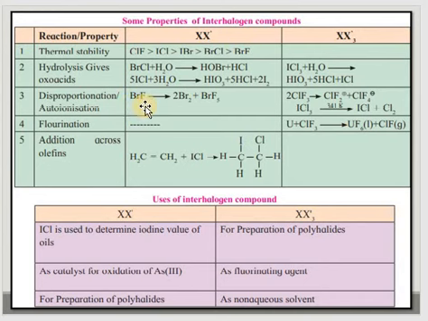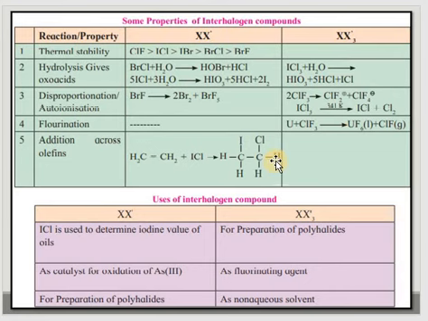Disproportionation: BrF3 will turn into bromine and BrF5, or ClF3 will turn into ClF2 positive charge and ClF4 minus 1 charge. Fluorination, that means what is happening, uranium is combining with ClF3 to give you UF6 which is liquid and ClF. They used to add up to alkene and they will give you one adduct or an addition product.